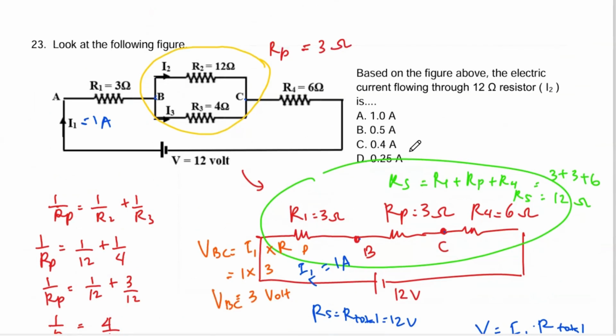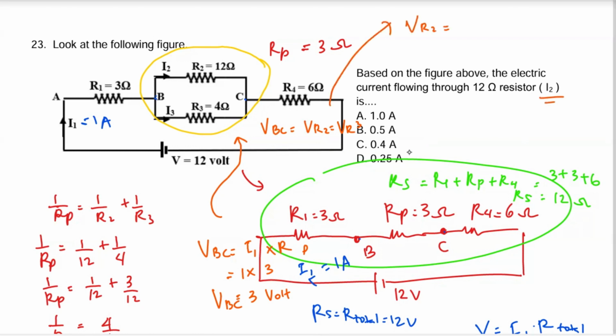When we're talking about V across BC, and we go back to this picture, V across BC is equal to V across R2, which is equal to V across R3. So in order to get I2, I2 is the one that passes through R2, right? So we're going to use V at R2.